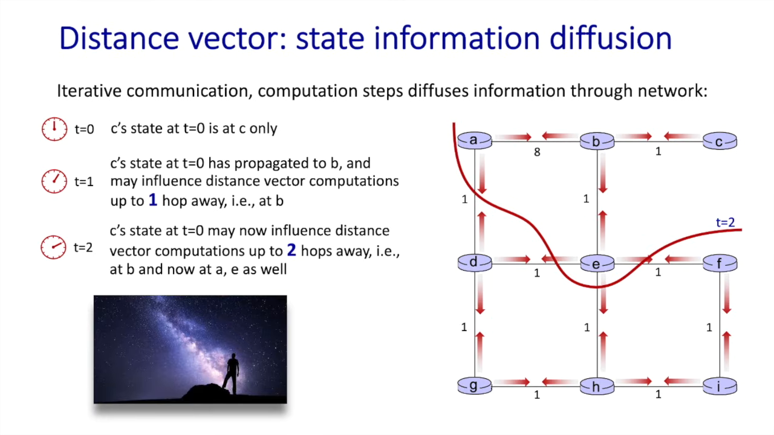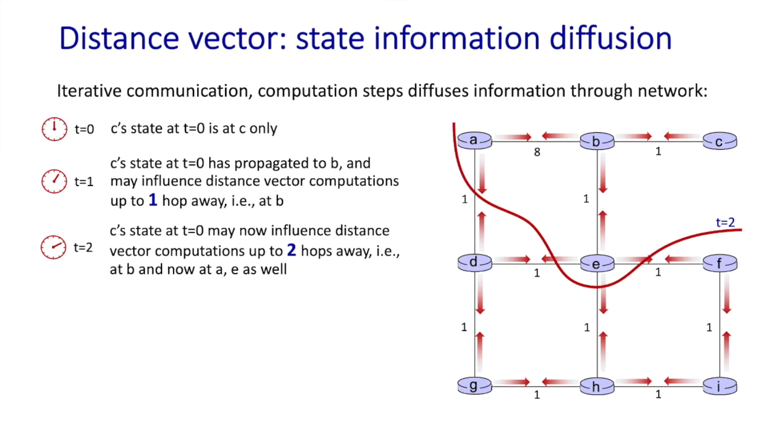This notion of information propagation speed, it's almost like looking at a star at night. The light you're seeing now was emitted by that star many light years ago, and so it is with information propagation in a network. The cost that E is seeing at t equals 2 regarding C reflects C's state at t equals 0, even though E is receiving this information at t equals 2.